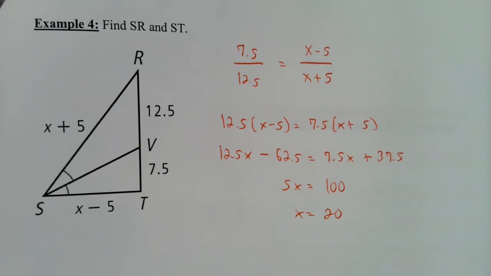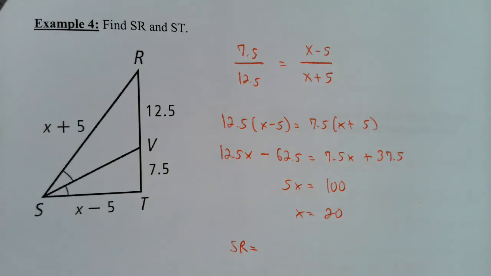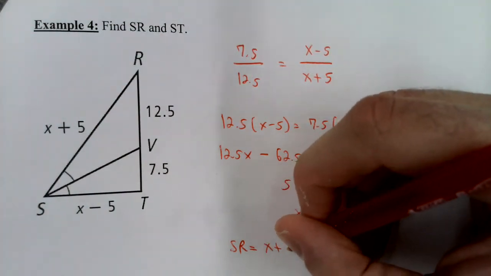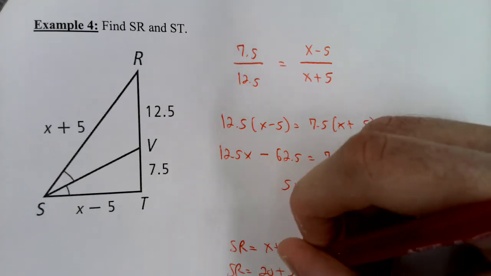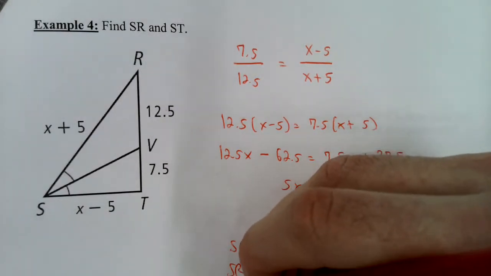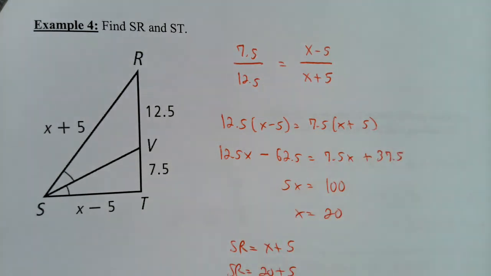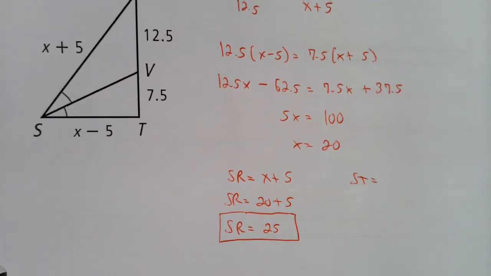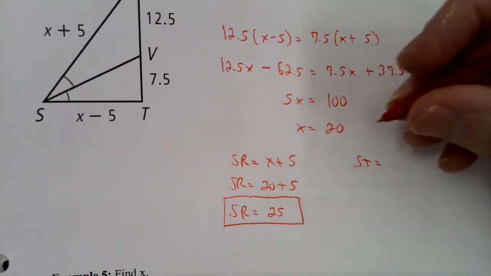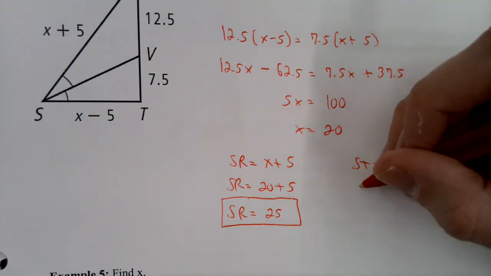Now we can get SR and ST. SR is going to equal x plus 5. So SR is going to equal 20 plus 5, or 25. And then let's do ST. ST is going to equal x minus 5. So 20 minus 5 is 15.